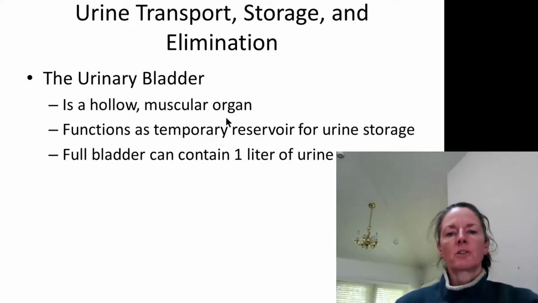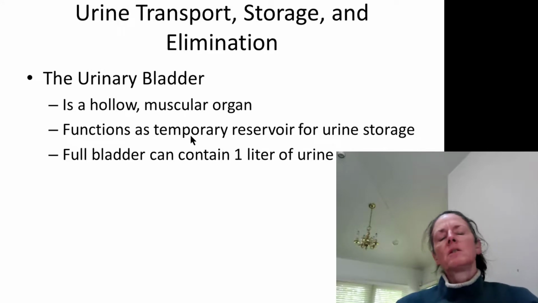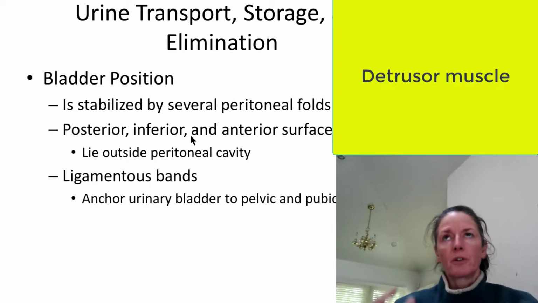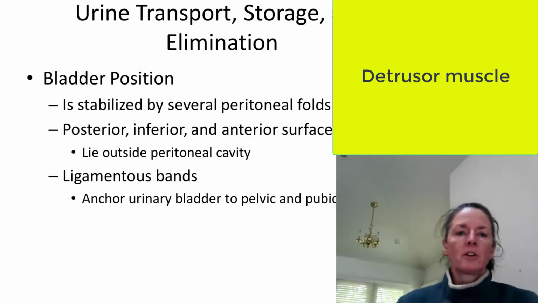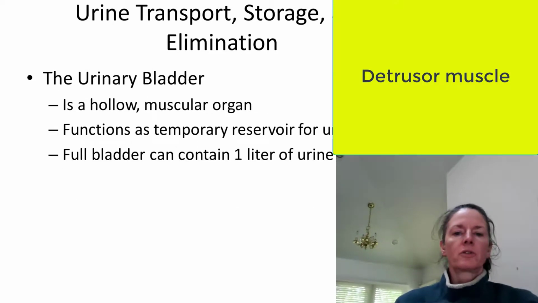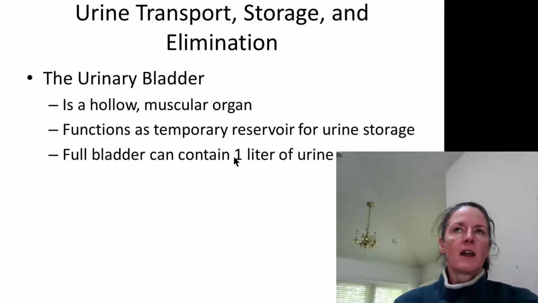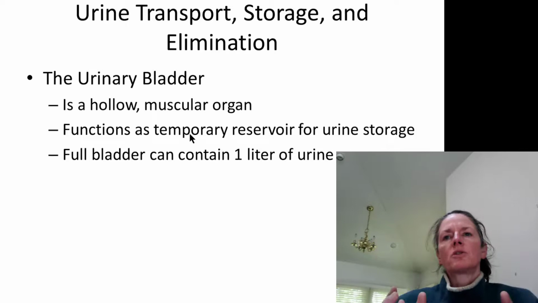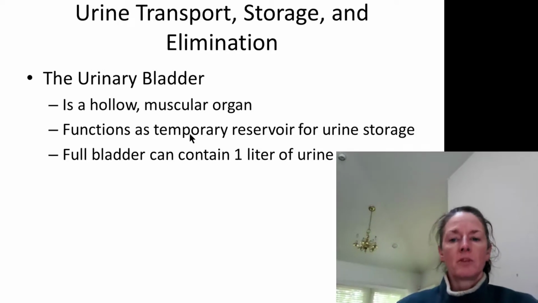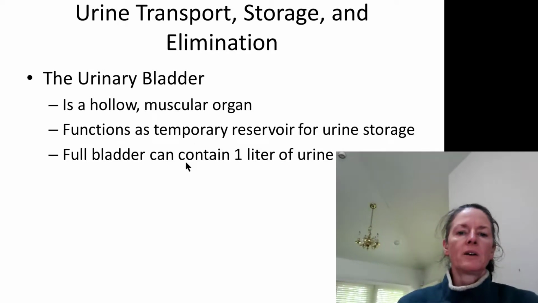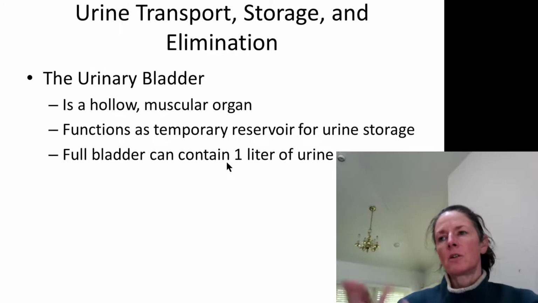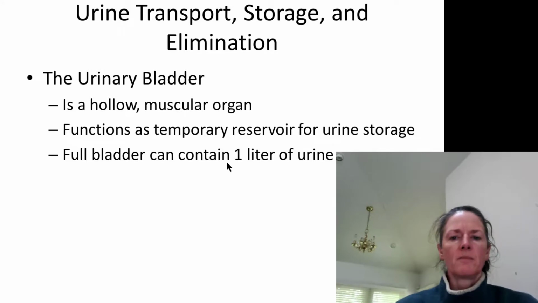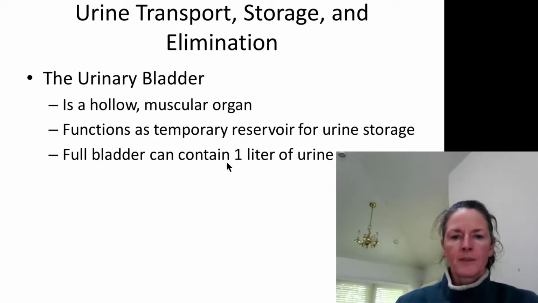And it is a hollow muscular organ, and we call the muscular part of it the detrusor muscle. And get that word out, detrusor. So basically, the detrusor muscle is smooth muscle, and it's going to have sort of three layers: two longitudinal layers that have a circular layer in between. And a full bladder can contain up to 1 liter of urine on average. Males typically have larger bladders than females, because in females you've got the uterus overlying it, and that takes up space.